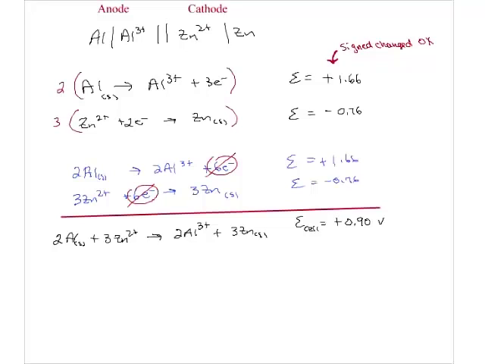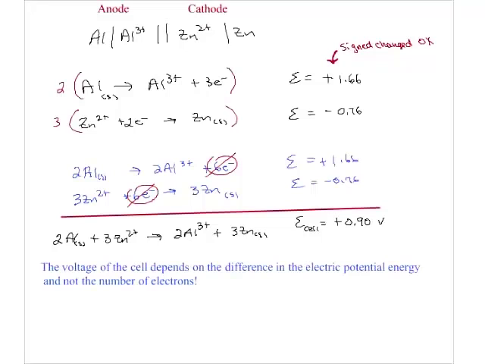Because it's independent of the number of electrons. It's dependent on how far they're falling from. So the voltage of the cell depends on the difference in the electrical potential energy of the half cells and not the number of electrons.